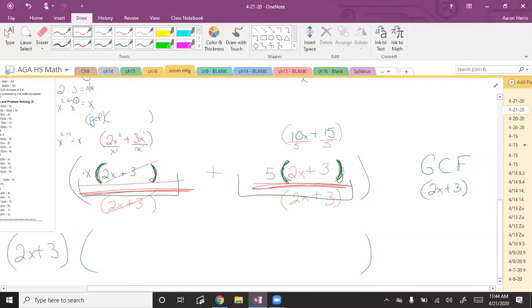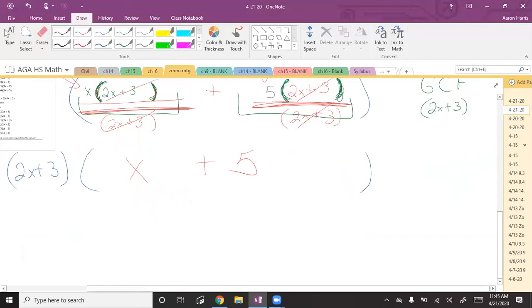What's left? 5 and x. If 2x plus 3 divided by 2x plus 3, what's left? 5. So your answer is what? x plus 5. Good. The whole thing is 2x plus 3 times x plus 5.